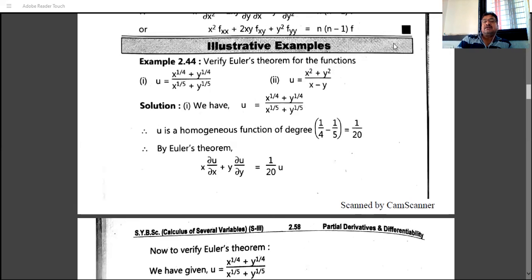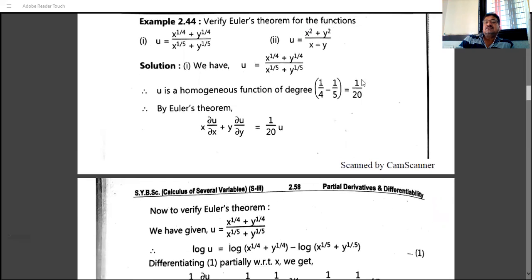So the degree of this is 2, the degree of this is 1, and so 2 minus 1 is 1. So if there is division, then the degree of the whole function is the degree of the numerator minus the degree of the denominator. Okay. So 1 by 20, this subtraction gives 1 by 20. So u is a homogeneous function of degree 1 by 20.